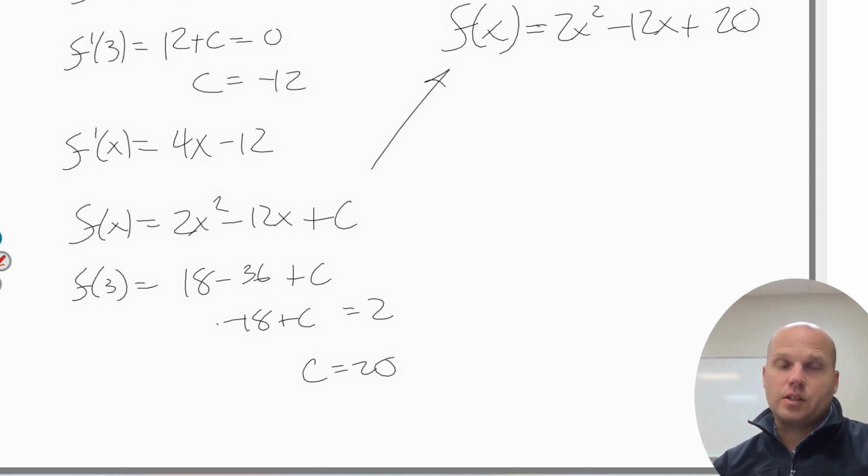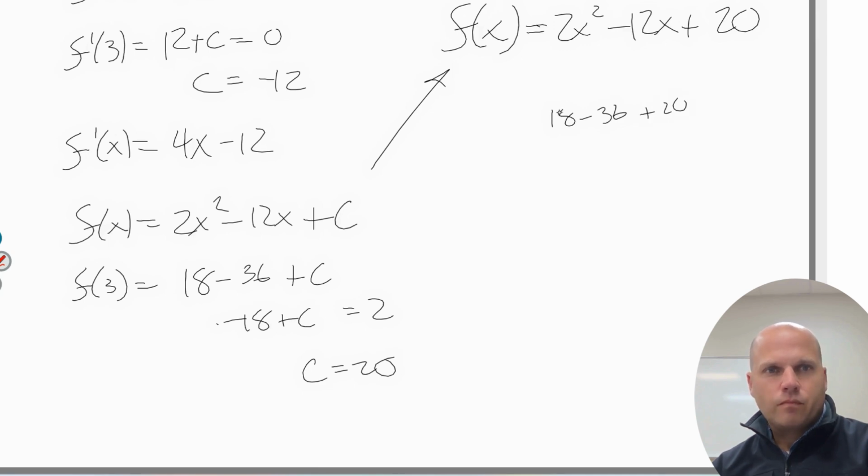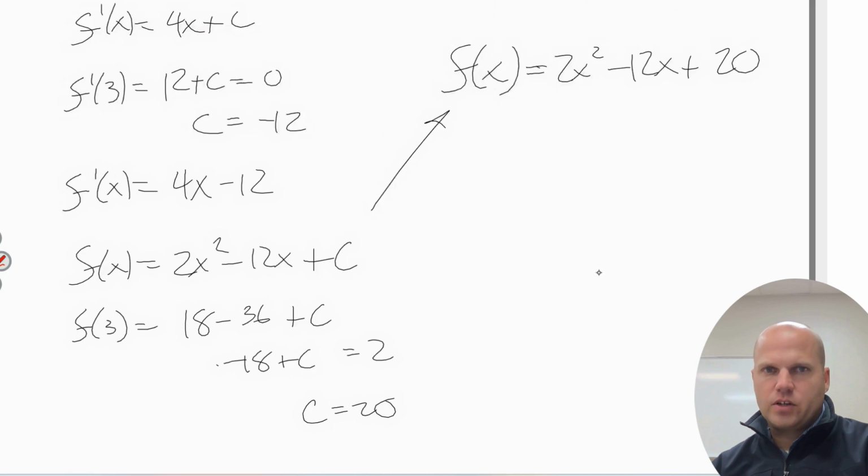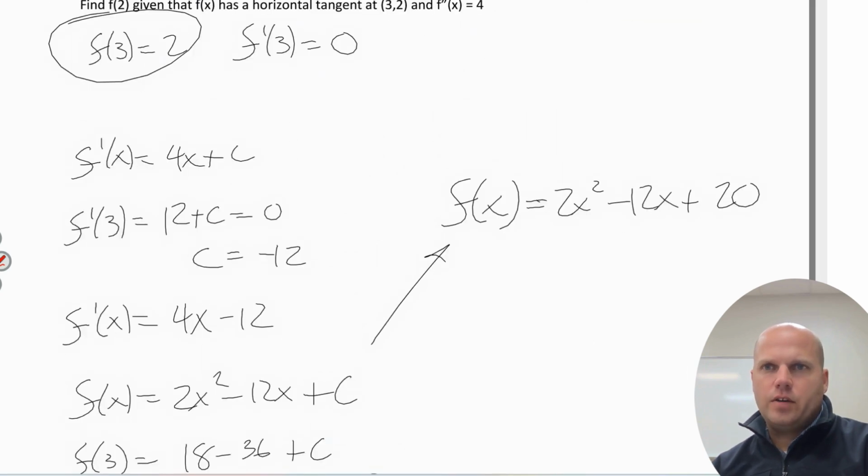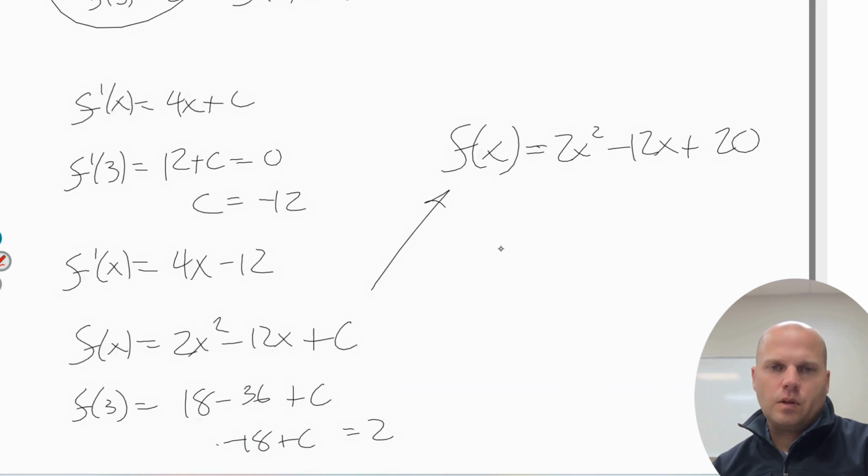18 minus 36 plus 20. 38 minus 36 is 2, good. And the derivative is 4x minus 12. Plugging in 3, you get 0, so you're good. This is your function, and you're trying to find f of 2. 8 minus 24 plus 20, so that's negative 4. This is 4.